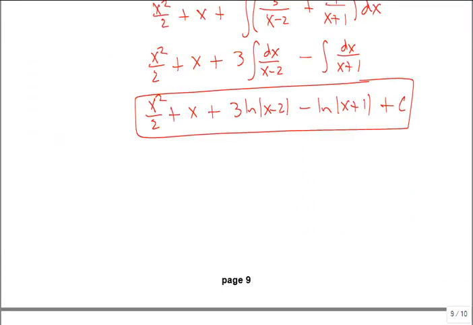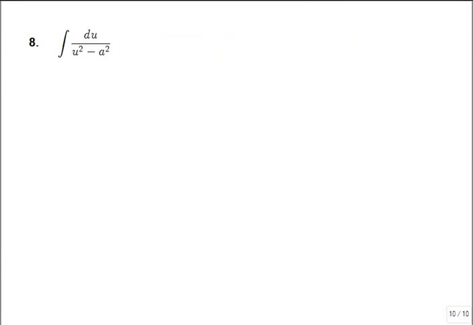Okay, our last example here, the integral of du over u squared minus a squared. Now, on this particular integral, keep in mind that there are other options, okay? When you look at this, what you might first think of is actually a trig substitution, because it's exactly in the form of the trig substitution patterns that we learned in a previous lecture.